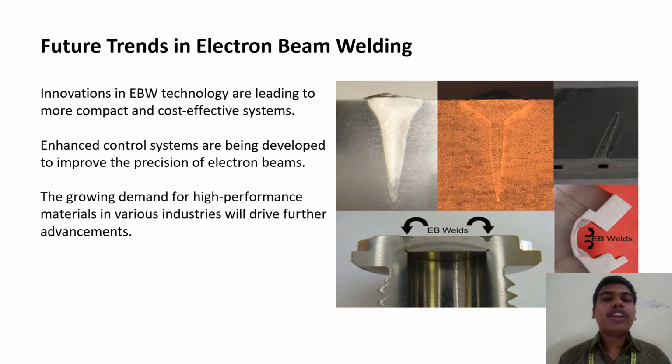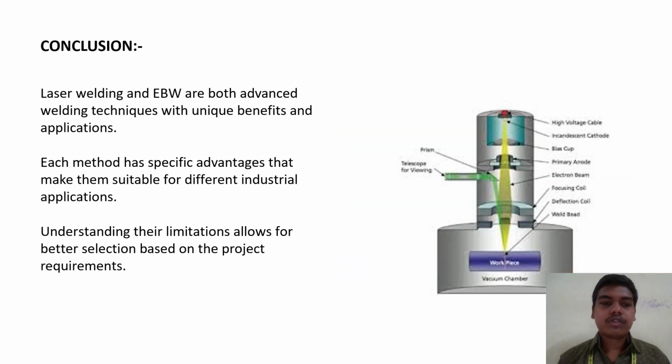Future trends in electron beam welding. Electron beam welding also has a large scope in the future. Innovations in electron beam welding technology are leading to more compact and cost-effective systems. Enhanced control systems are being developed to improve the precision of electron beams. The growing demand for high-efficiency materials in various industries will drive further advancements.